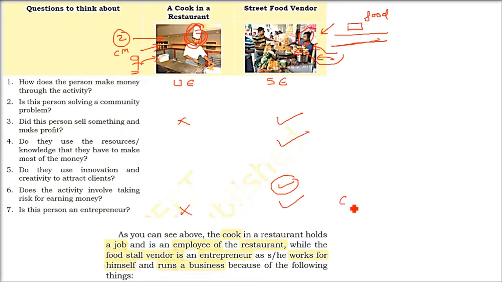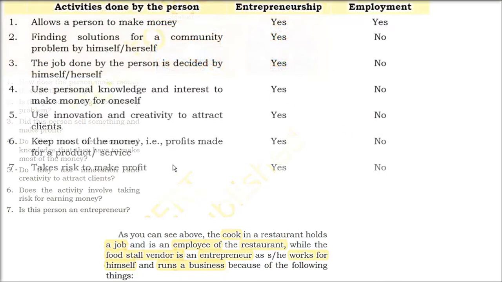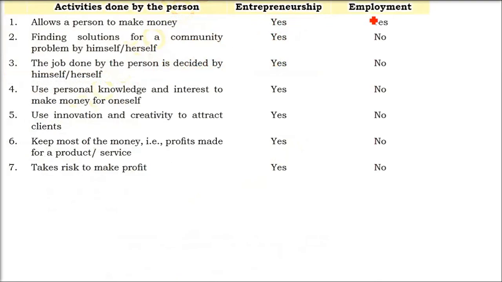Is this person an entrepreneur? The street food vendor is an entrepreneur. The cook is just doing a job. He is an employee in a restaurant. But the food stall vendor has a stall. He owns a stall. And then he does the work on his own. And that is why he is an entrepreneur.